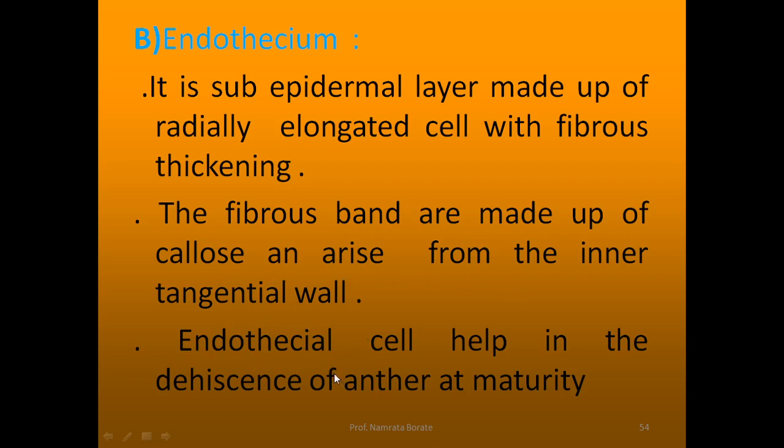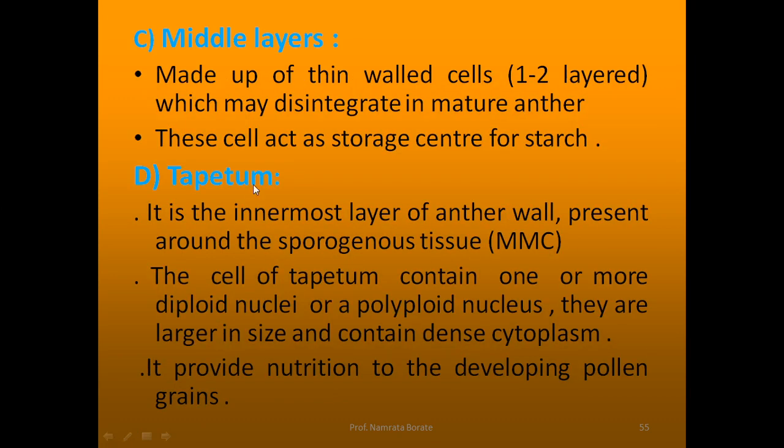The endothecial cells help in the dehiscence of the anther at maturity. The third one is the middle layer, made up of thin-walled cells which may disintegrate in the mature anther. These cells act as a storage center for starch. And the last one, tapetum. It is the innermost layer of the anther wall, present around the sporogenous tissue, that is the microspore mother cell.